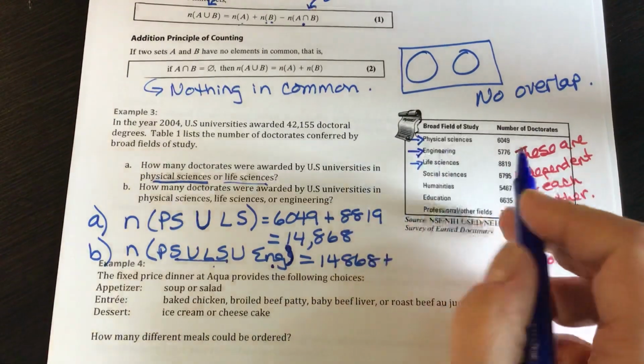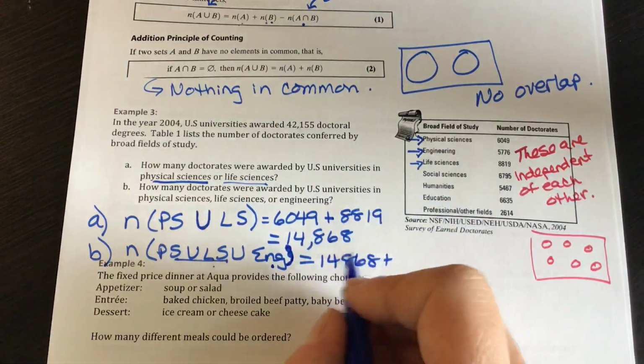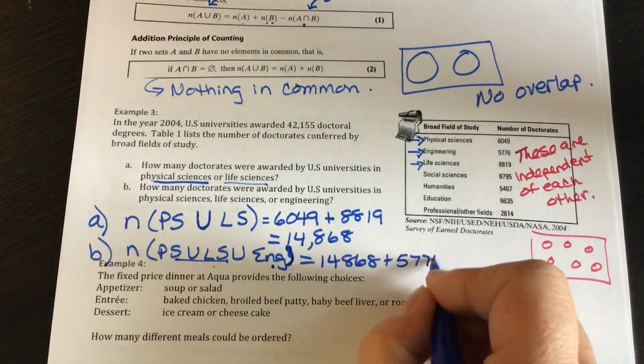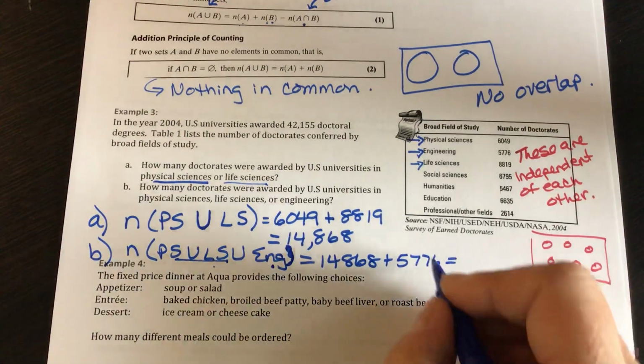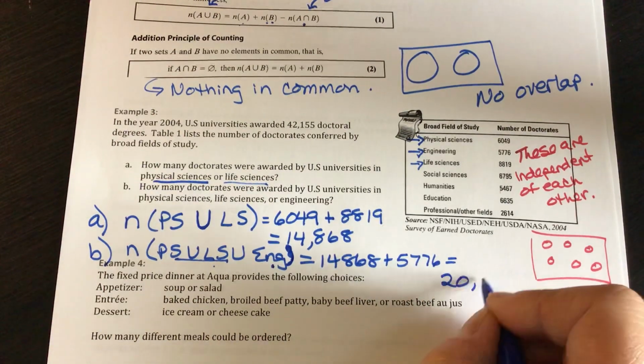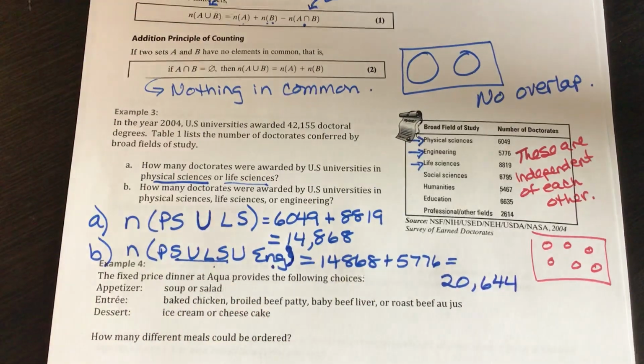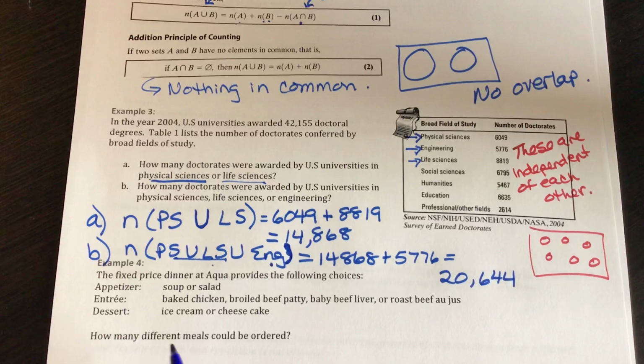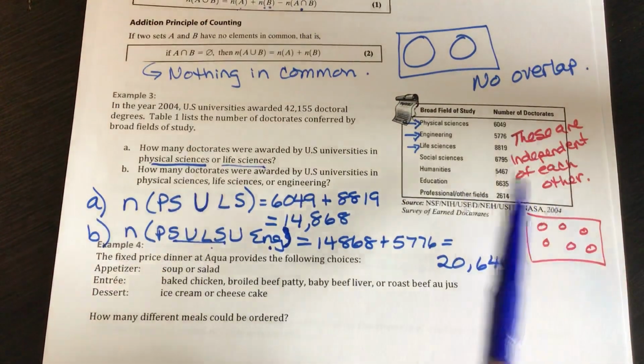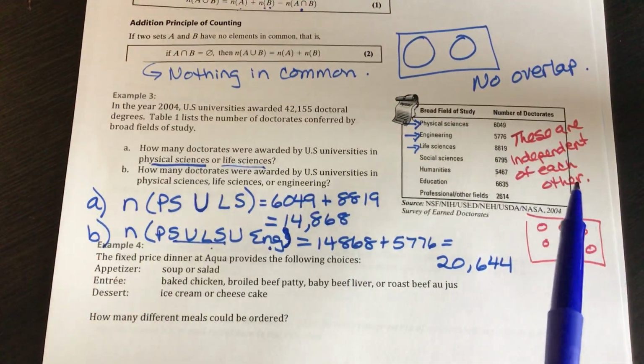Where's engineering? Right here, 5776. Add that together, and I get 20,644 degrees. Now, these are all independent of each other.